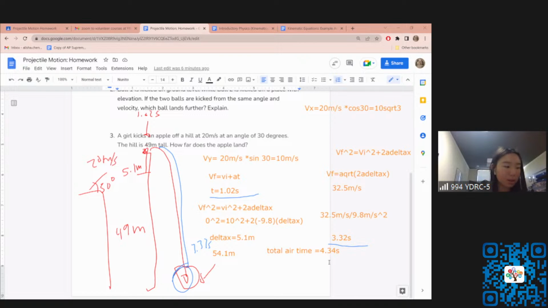And then basically we can multiply this total air time by this velocity. So 4.34 times 10 square root 3, which is 75.2 meters.